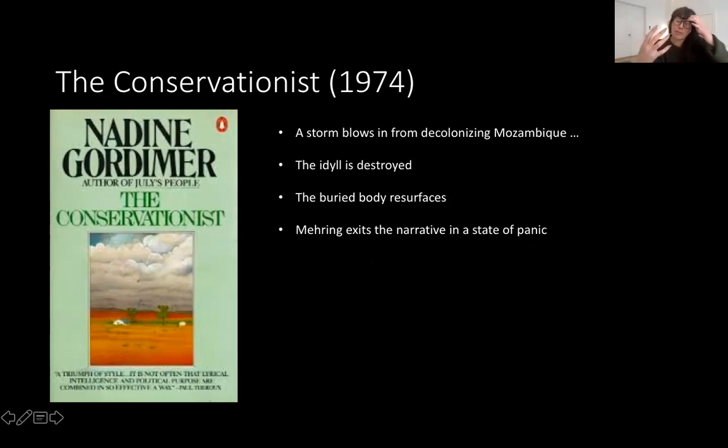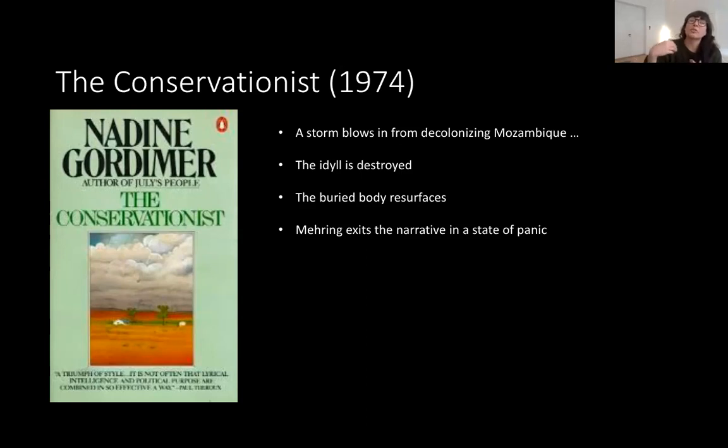Okay, so from there, I'm just checking the time. From there, the major action in the text: a storm comes in from Mozambique, and this is important, and I mentioned it earlier right at the beginning, because Mozambique is at the time in the novel in the process of decolonizing. So a storm washes over Mehring's farm, and we know that it comes from Mozambique, so that it's loaded with this symbolic meaning. The storm essentially is an avatar for decolonization.